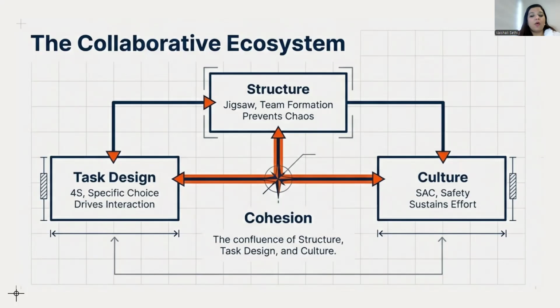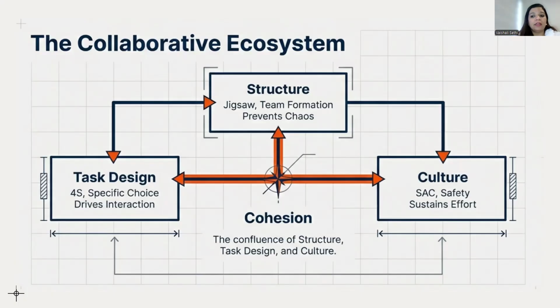So this shows how strong teamwork doesn't just come from one activity. It comes from an ecosystem with three parts that reinforce each other: structure, task design, and culture. So when we talk about structure, things like jigsaw and intentional team formation. This is how we should create that structure. This prevents chaos by giving clear group roles and routines.